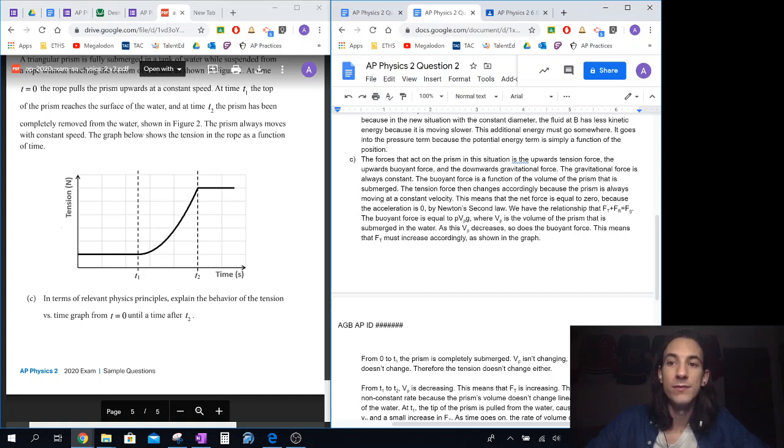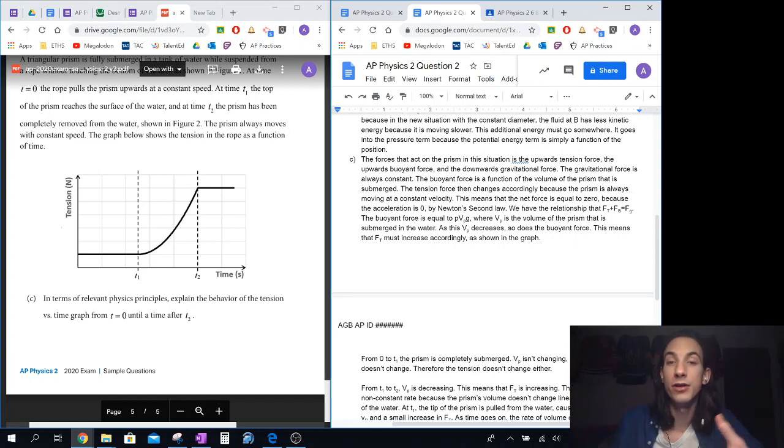We have the relationship that Ft plus Fb equals Fg. The buoyant force is equal to rho Vp g, where Vp is the volume of the prism that is submerged in the water. As this Vp decreases, so does the buoyant force. This means that the force of tension must increase accordingly, as shown in the graph. So that was just setting up all the things that are acting on this.